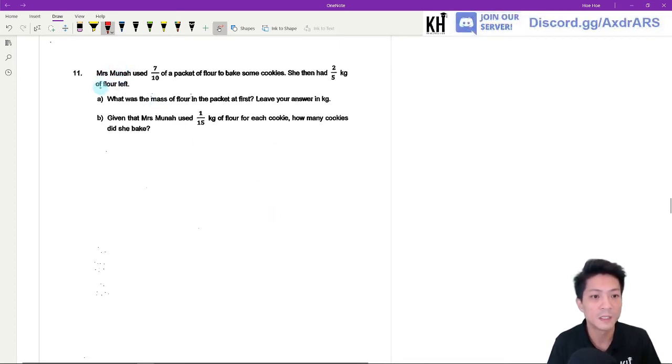Question 11. Mrs. Muna used 7/10 of a packet of flour to bake some cookies. She then had 2/5 kg of flour left. What was the mass of flour in the packet at first? Leave your answer in kg.